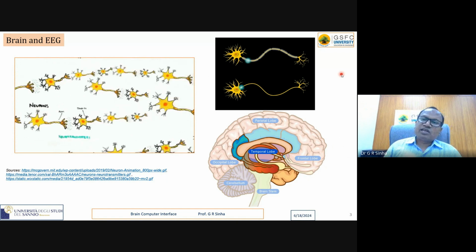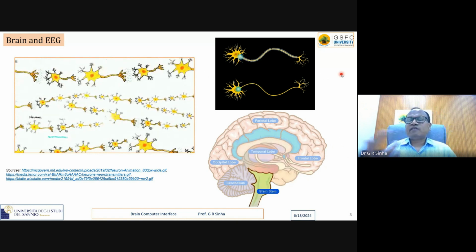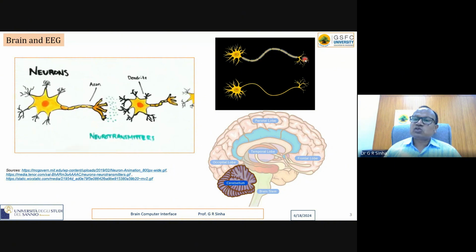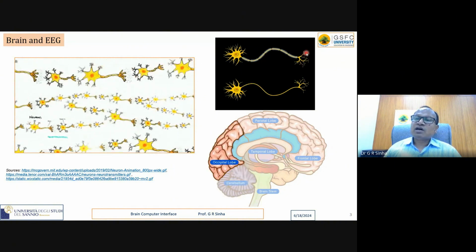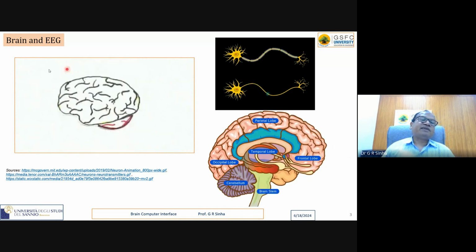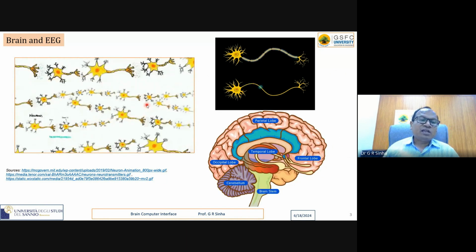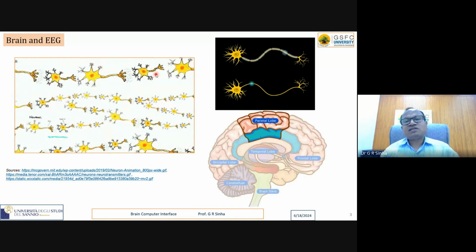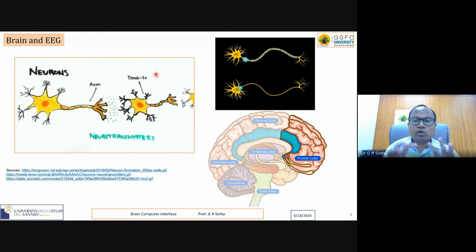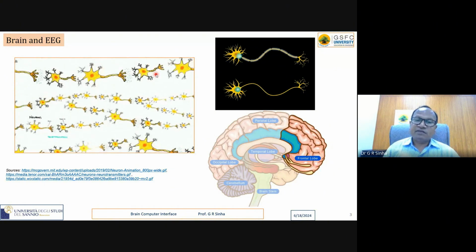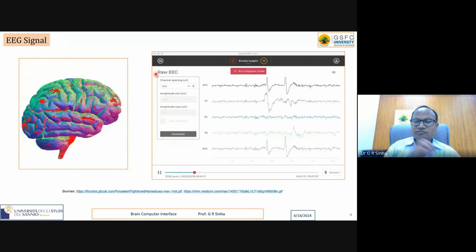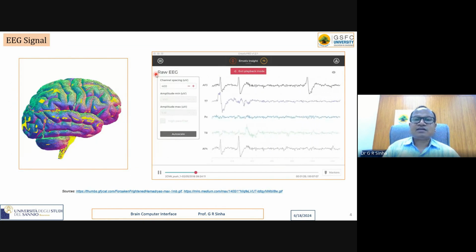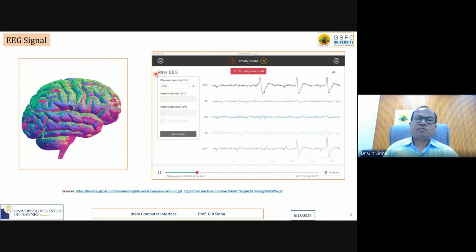When you study neural networks, you know it very well. There is a nucleus. From the nucleus, some signal is transmitted. There are dendrites. Through dendrites, other neurons are connected. So the first picture is representing the brain as a combination of billions of neurons, and all those neurons are interconnected with each other.